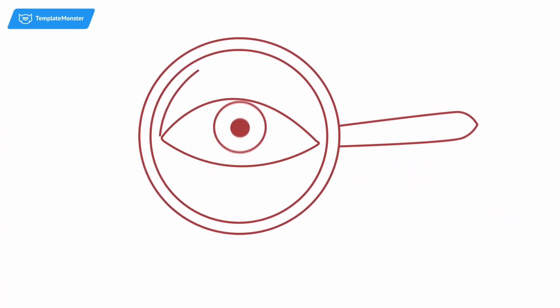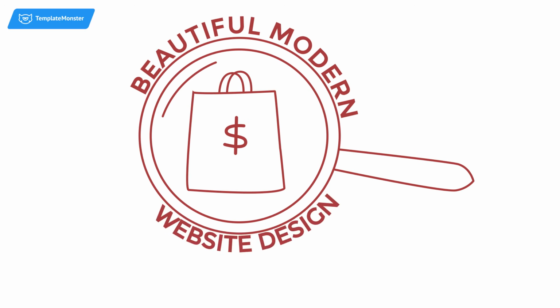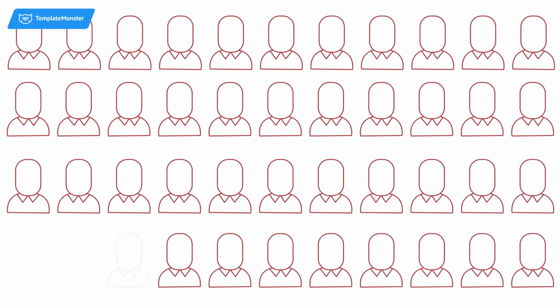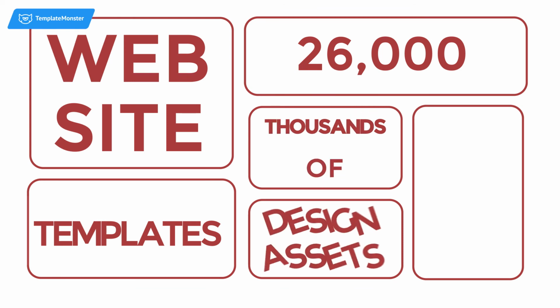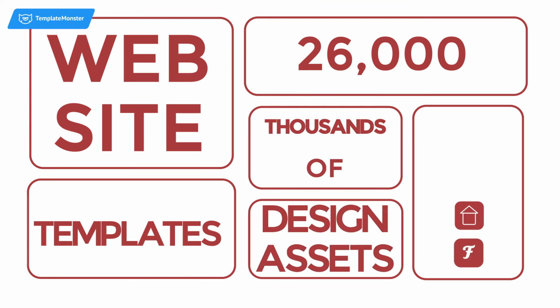A website template is a quicker and more affordable way to get a beautiful and modern design for your website. There are tons of providers on the web, including TemplateMonster, which lets you choose from over 26,000 templates and thousands of other design assets, like fonts, icons, illustrations, UI elements, and more.